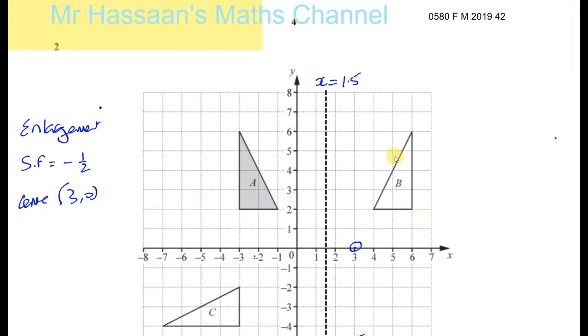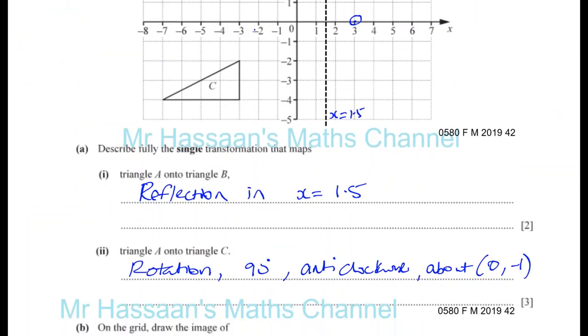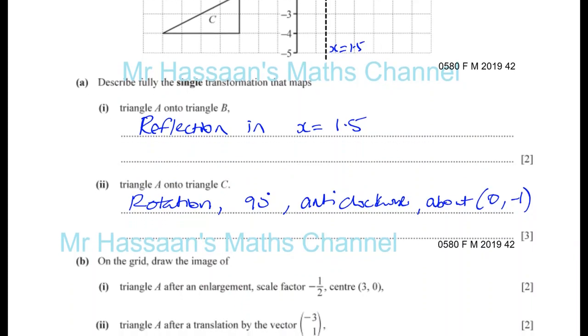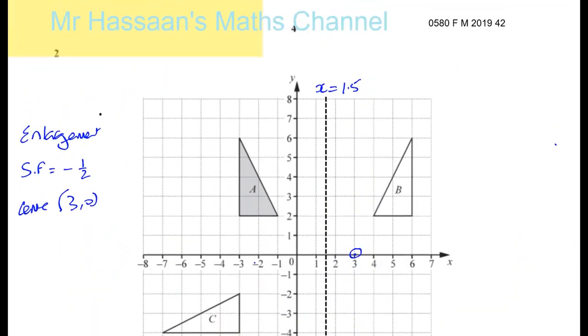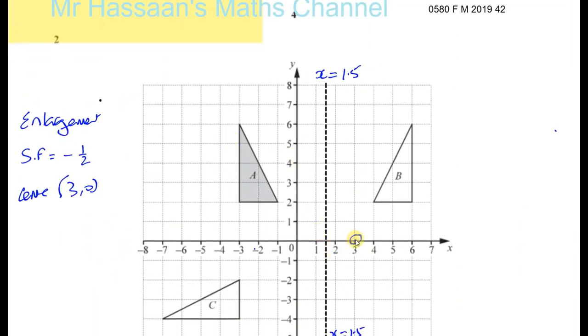And when I'm dealing with enlargements, I like to use vectors when I have a grid. Okay, it makes life a lot easier. So we've got to find the enlargement of triangle A. So what I do is I take my center of enlargement, and I find the vector that takes me from the center of enlargement to a point on A. So for example, this point here. What's the vector that takes me from this point to that point?